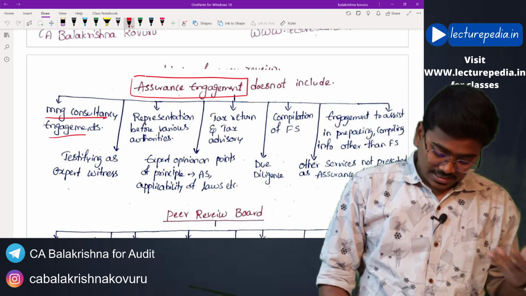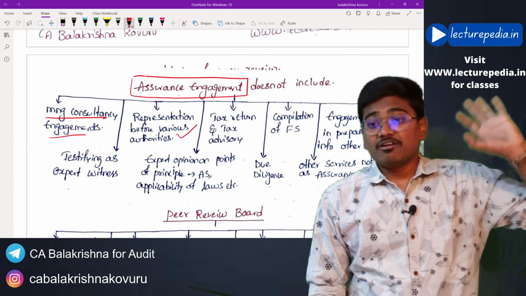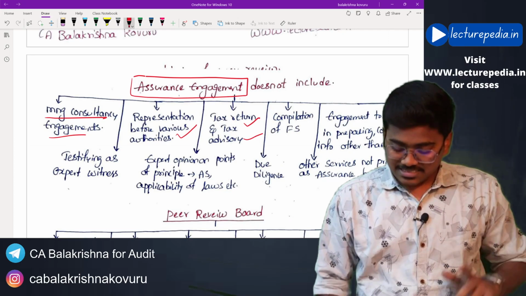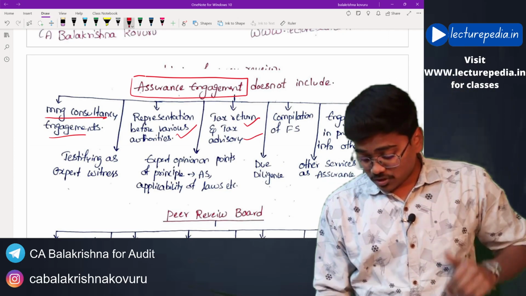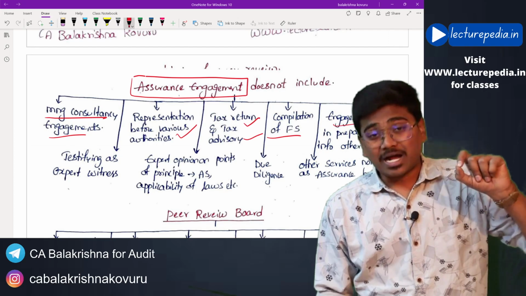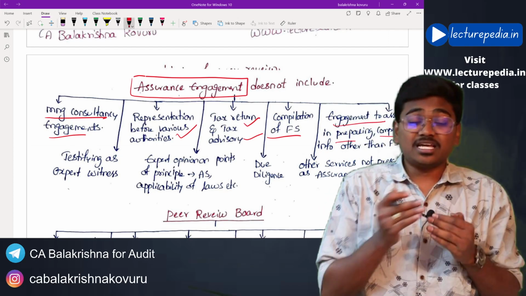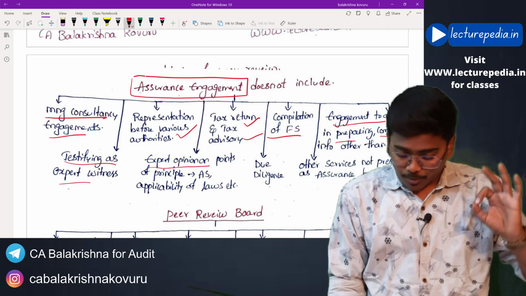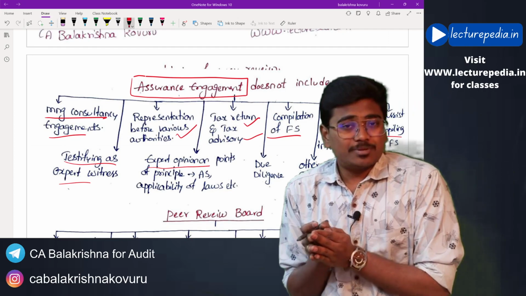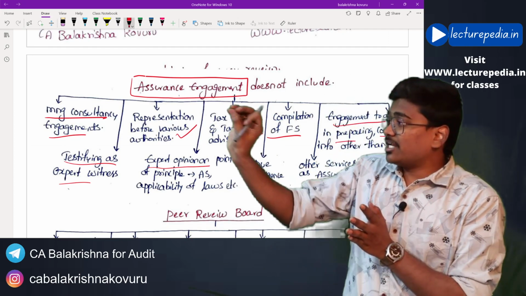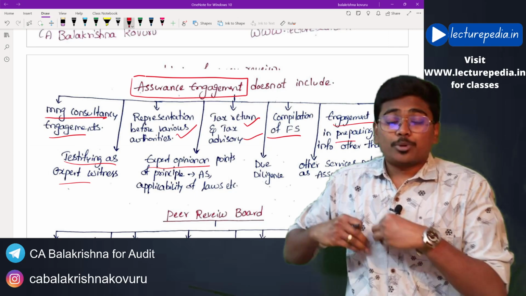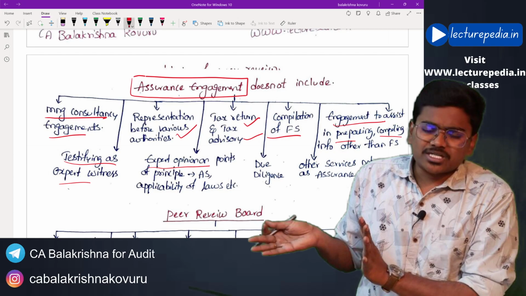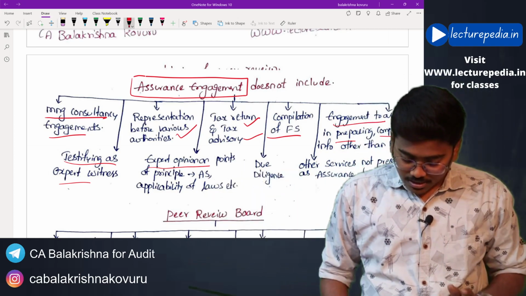Management consultancy engagements, representation before various authorities on behalf of client, and tax return and tax advisory services. Next, compilation of financial statements and engagement to assist the client in preparing and compiling information other than financial statement, and testifying as expert witness, providing expert opinion on point of principle such as accounting standards, whether any law is applicable to the company or not. Okay, providing advisory services related to that, even related to these aspects will not be coming under assurance engagement.